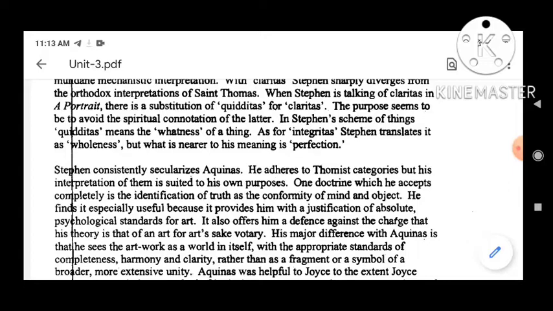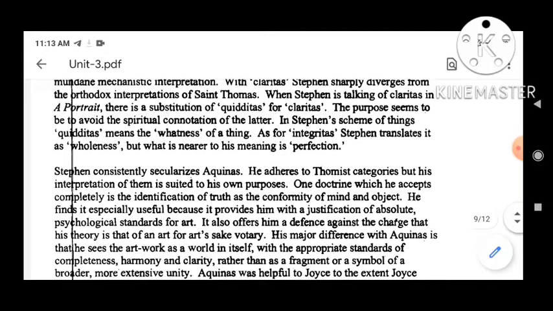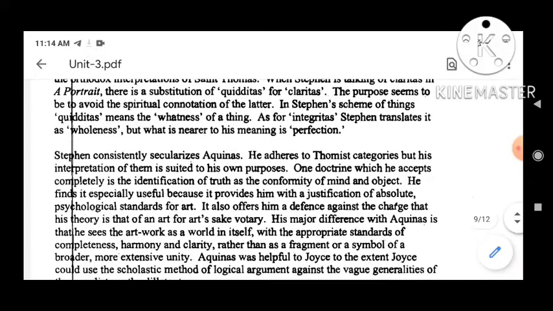In Stephen's scheme of things, Quidditas means the whatness of a thing. As for integritas, Stephen translates it as wholeness, but what is nearer to his meaning is perfection. Okay, so what is Quidditas and what is Claritas and what is integritas? In Stephen's scheme of things, Quidditas means whatness of a thing.